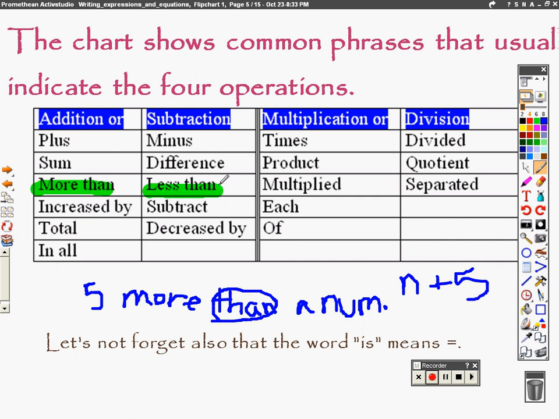Less than is the same. Think of it this way. If you had 6 cards and I had 3 less than you, would you do 3 minus 6 or 6 minus 3? You would do 6 minus 3. So that would be your number minus 3. And if we don't know what your number is, we use a variable.